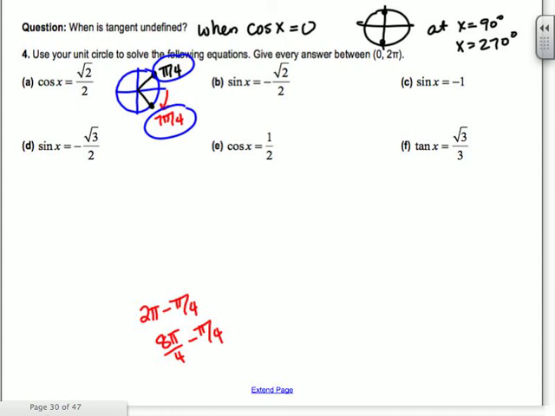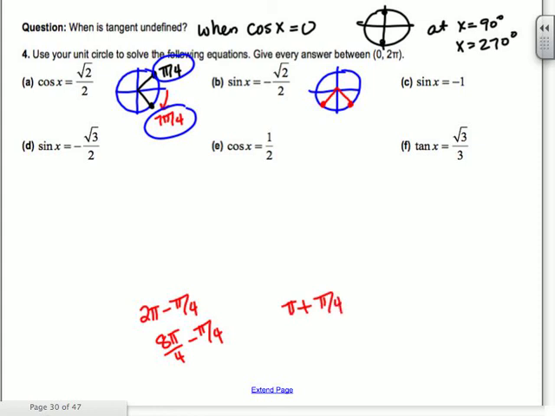All right, so sine of x equals negative square root of 2 over 2. So now it's saying the y value is negative square root of 2 over 2. So y values are negative below the x-axis. So that's going to be down in these two locations. All right, so it's pi over 4 past pi.